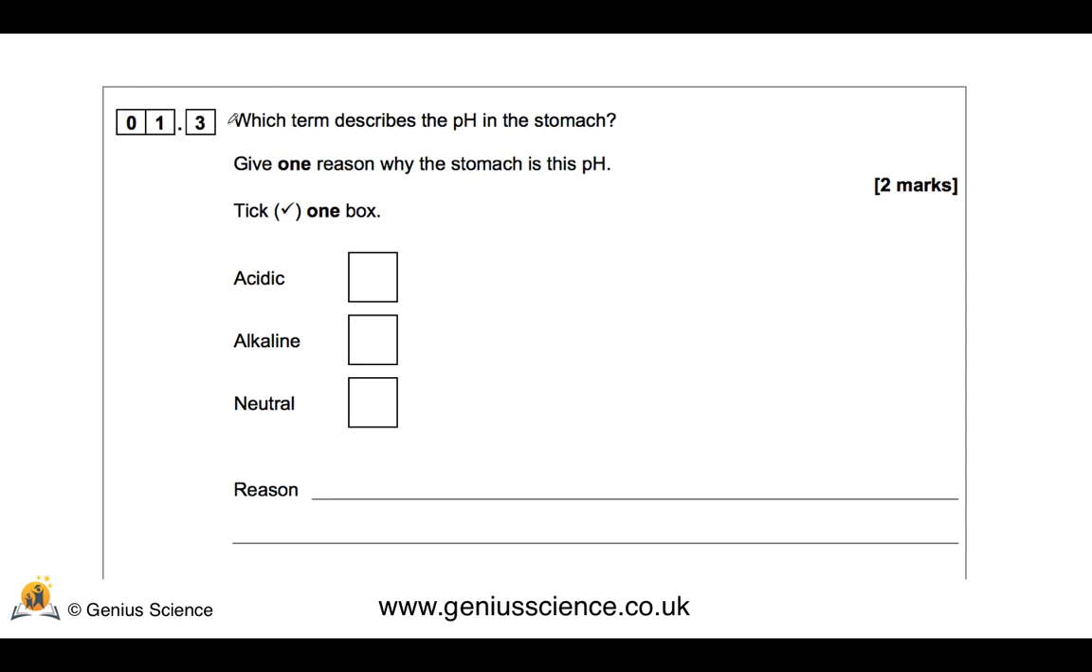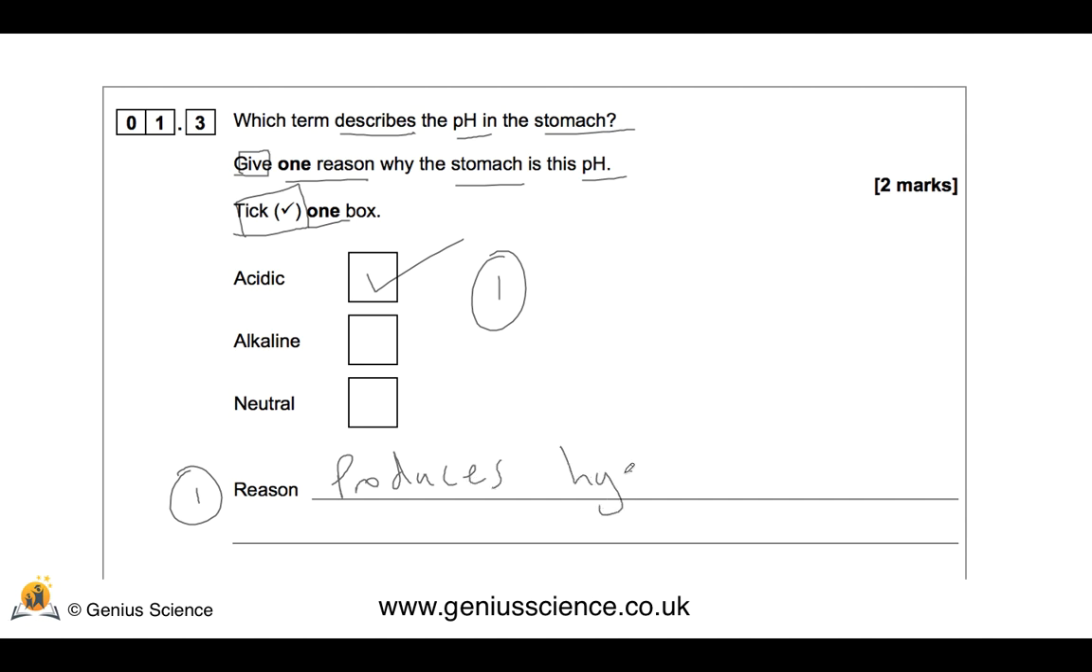Question 1.3 now. Again, all along the theme of the digestive system. Which term describes the pH in the stomach? And we have to give one reason why the stomach has this pH, 2 marks. So we're getting 1 mark here for the tick box and 1 mark here for the reason. So tick in 1 box. Okay, the pH in the stomach is acidic. And the reason for this acidity is the stomach produces hydrochloric acid. You can also say that it's the optimum condition, the best conditions for the protease enzymes to act. And you can also say that it produces hydrochloric acid in order to kill microorganisms.